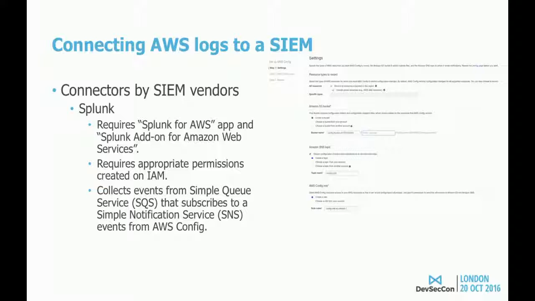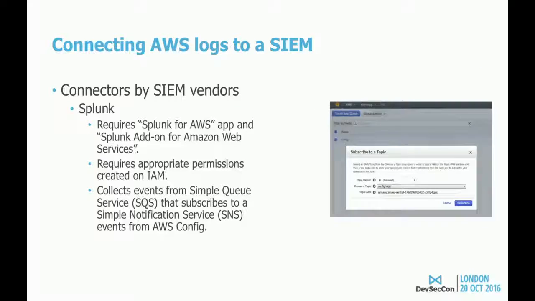So basically, the way it works is it collects events from an SQS queue in AWS that subscribes to the SNS notification service from AWS Config. So the actual configuration in AWS before you can even pull the logs into Splunk is a bit involved, but I mean it's something that can be done in a few days if you're careful and don't skip any of the steps and get the permissions right and everything.